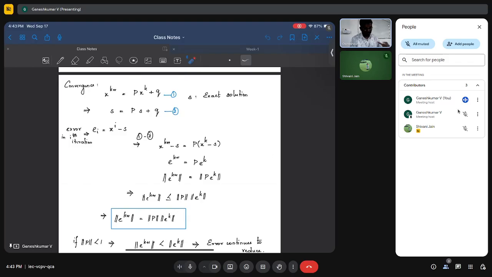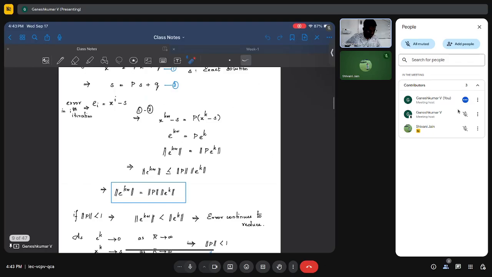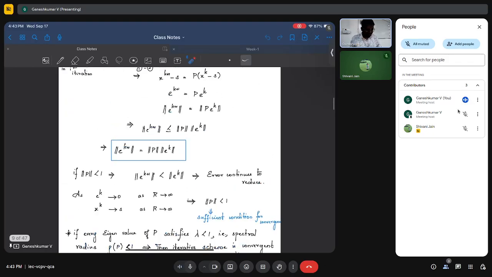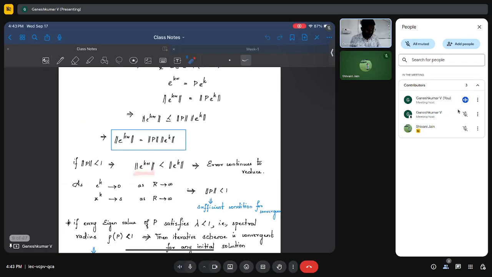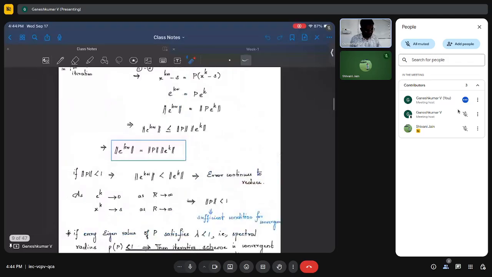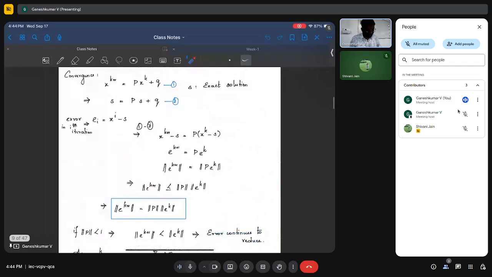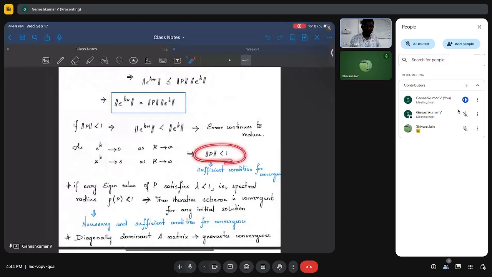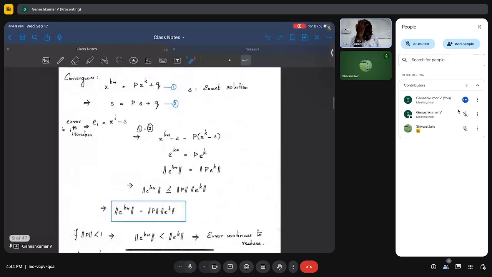And if you want to do it more rigorously, we know the real solution vector, and so the error term becomes xi minus xs. If the error at ek plus 1 is less than the error at ek, the solution is going to converge, which means the error is continuously decreasing. And the sufficient condition for convergence is that this P matrix should have its norm less than 1.